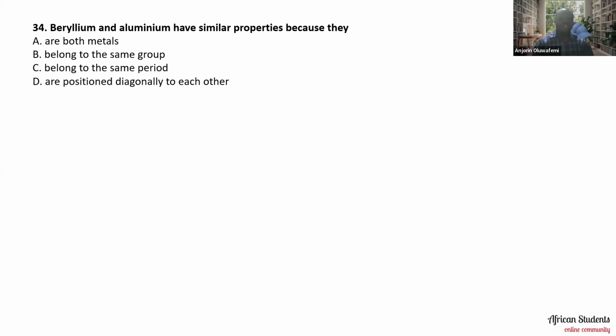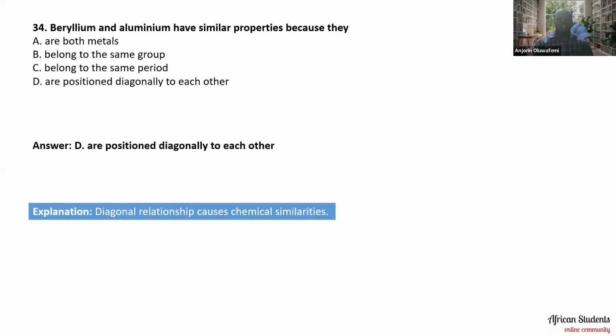So the correct answer to this one is D, position diagonally to each other. Diagonal relationship causes chemical similarities. When you have atoms that are diagonally positioned on the periodic table, most of the time they have similarities in their properties, and that is one thing we must take note of. That similarity exists between beryllium and aluminium because they have a diagonal relationship.